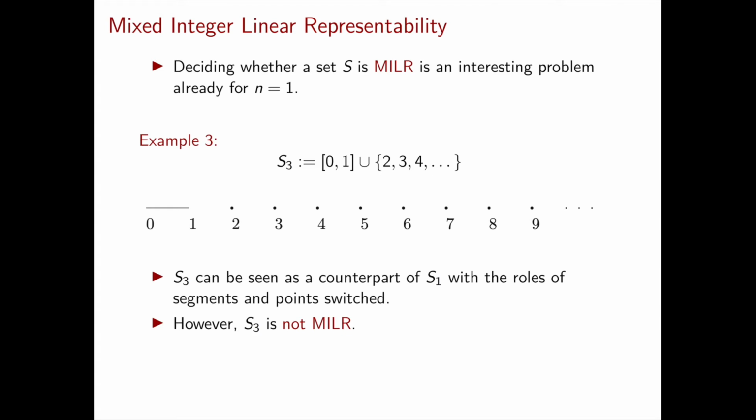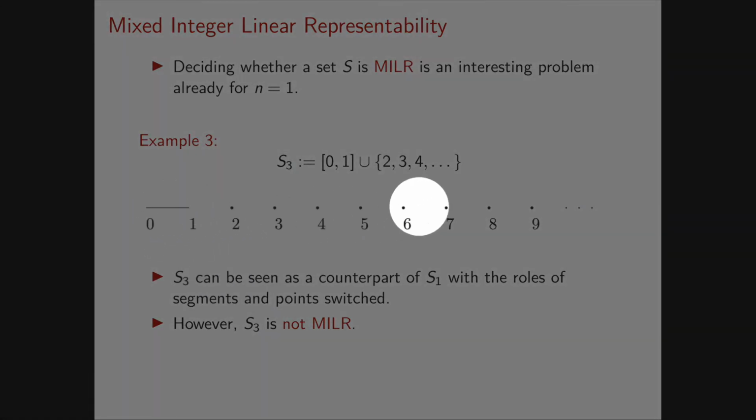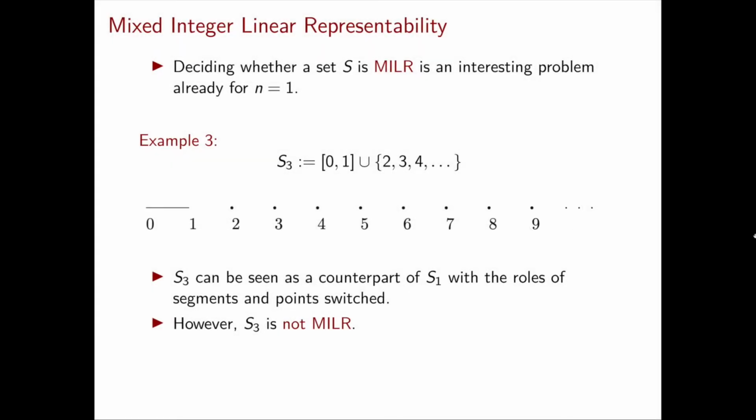And this is very similar to the first example that we've seen. If you remember, in the first example, we had the origin and then a bunch of segments that repeated evenly. Here it's kind of the opposite, because we have a segment between 0 and 1, and then we have all integer numbers, 2, 3, 4, and so on and so forth forever. And so it's quite surprising that actually this set is not mixed integer linear representable. And at this point, you just have to believe me.